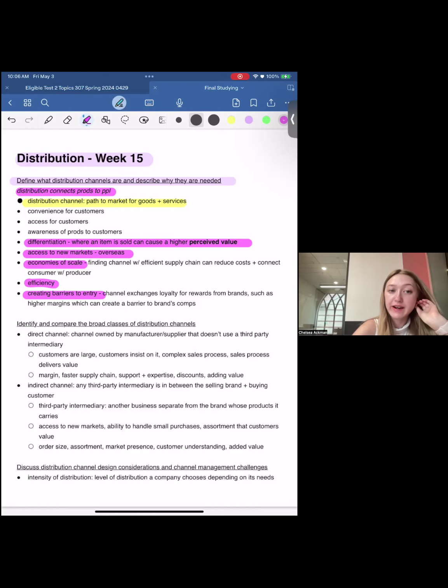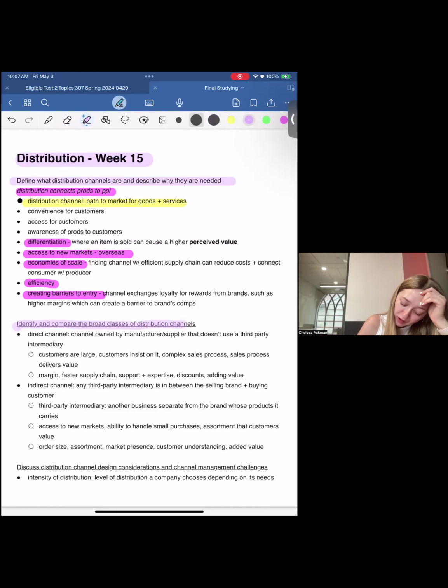Economies of scale: if you find a channel with efficient supply chain, you can reduce your costs and connect the consumer with the producer. And then creating barriers to entry, the channel exchanges loyalty for rewards from brands, such as higher margins, which can create a barrier to the brand's competitors. I'm going to erase this.